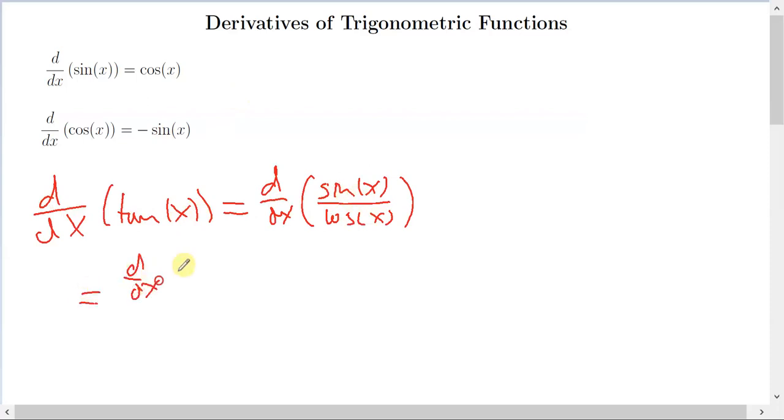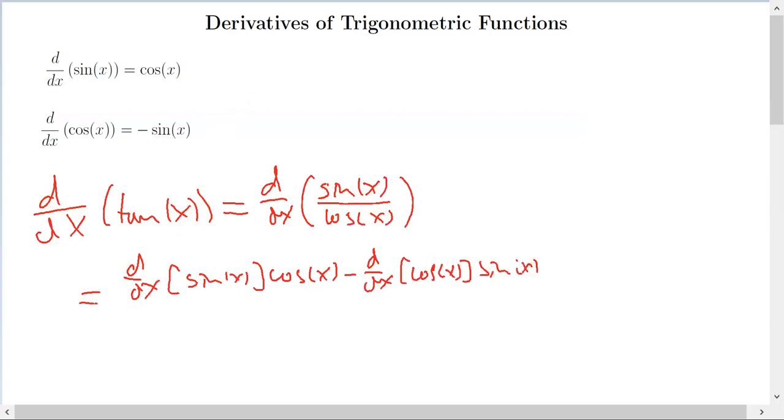That's going to give me the derivative of the top, which is sine, times the bottom, minus the derivative of the bottom, times the top. And then that's divided by the bottom squared, just cosine squared.